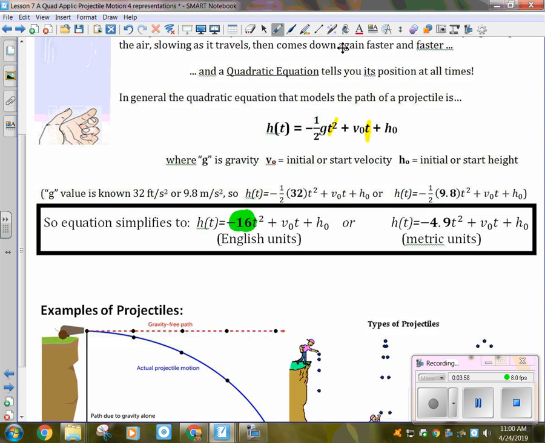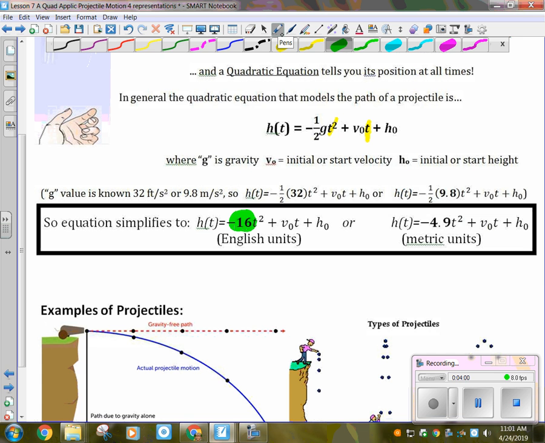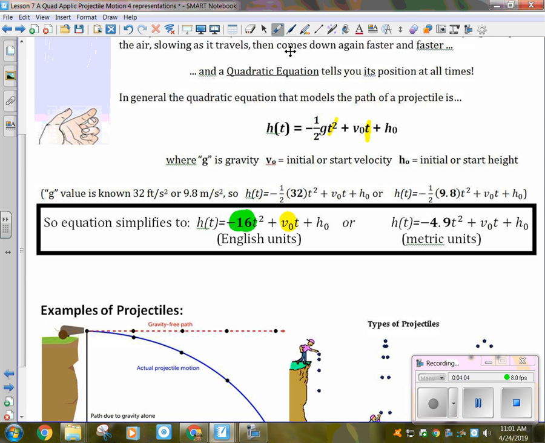Next number. Circle this number. The next number that will change is the number in front of t. It's considered V sub 0. What does sub 0 mean, do you think? Okay, the subscript 0 is below the line.